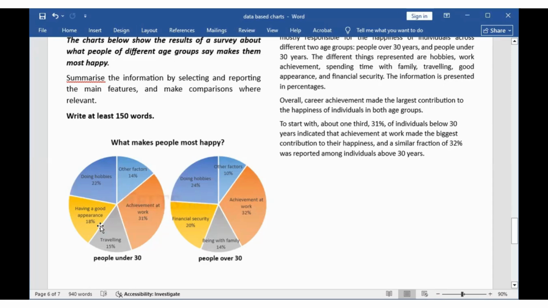Okay, that's what I'm going to move back to. So which one should I talk about now? Ladies and gentlemen, who wants to tell me? Let's pick hobbies. Because looking at these charts, you can see that achievement at work is the largest here, followed by what? Doing hobbies.